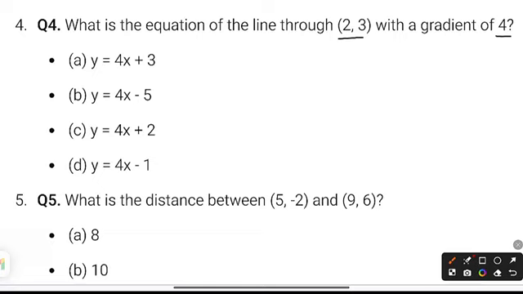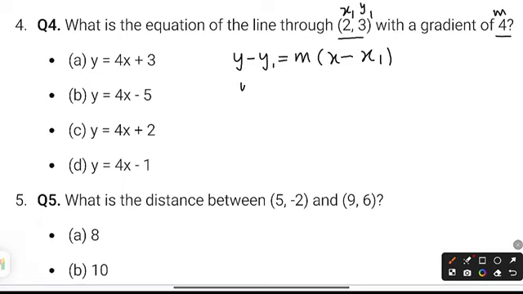Whenever they ask you to find this, you should always recall the equation: y minus y1 equals m into bracket x minus x1. Always try to remember this. Now what is my y1 and what is my x1? The point given to us, the first entry is our x1 and the second is our y1. Are you getting it now? And the 4 is our m, which is the gradient.